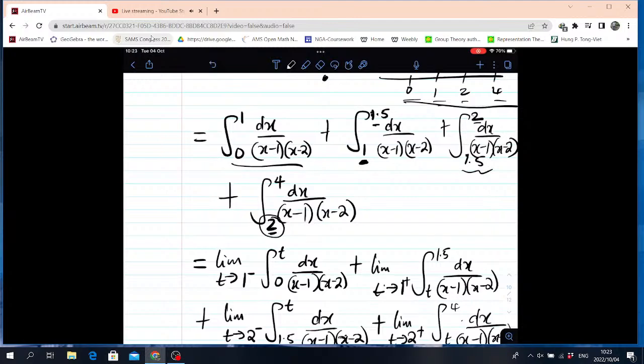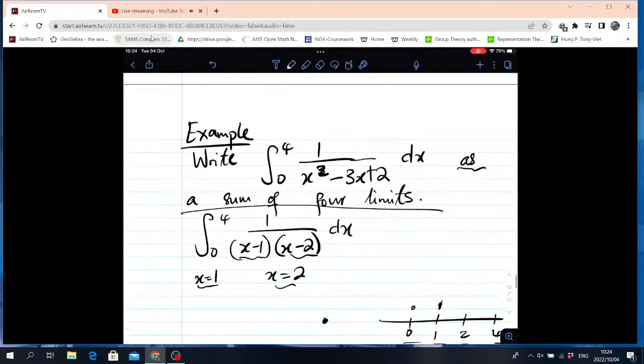Okay, so we were not asked to evaluate the integral. It was just to write that as a sum of 4 limits. The point was also, if you're given something like this and you want to find the integral, the logical step to take is to write it as a sum of 4 limits before you start trying to find the integrals of each.